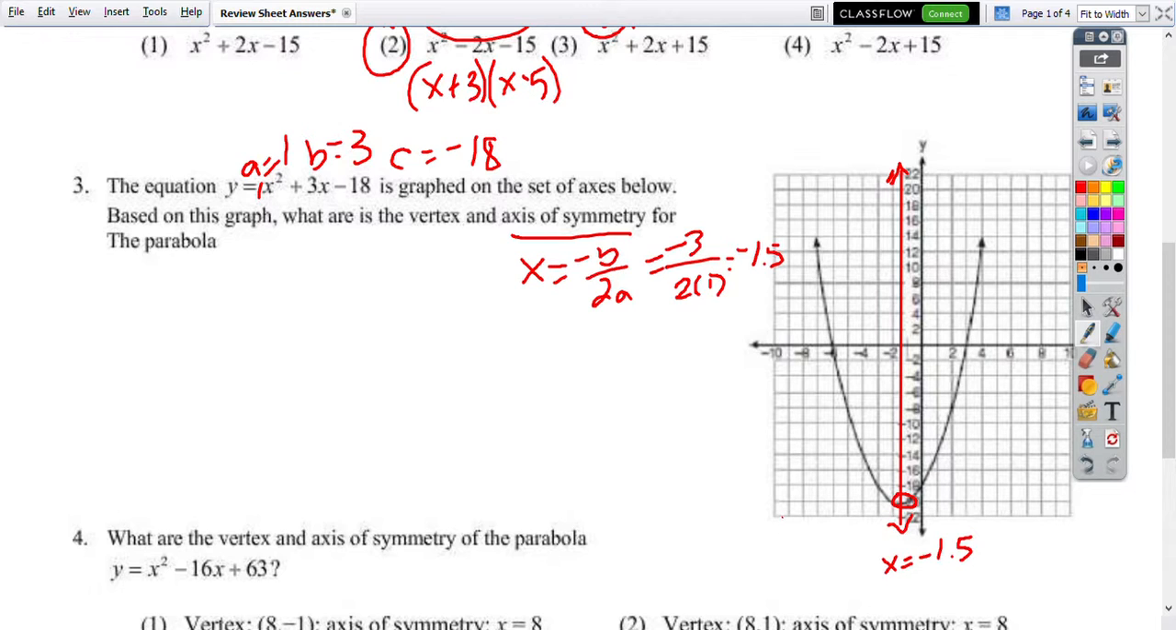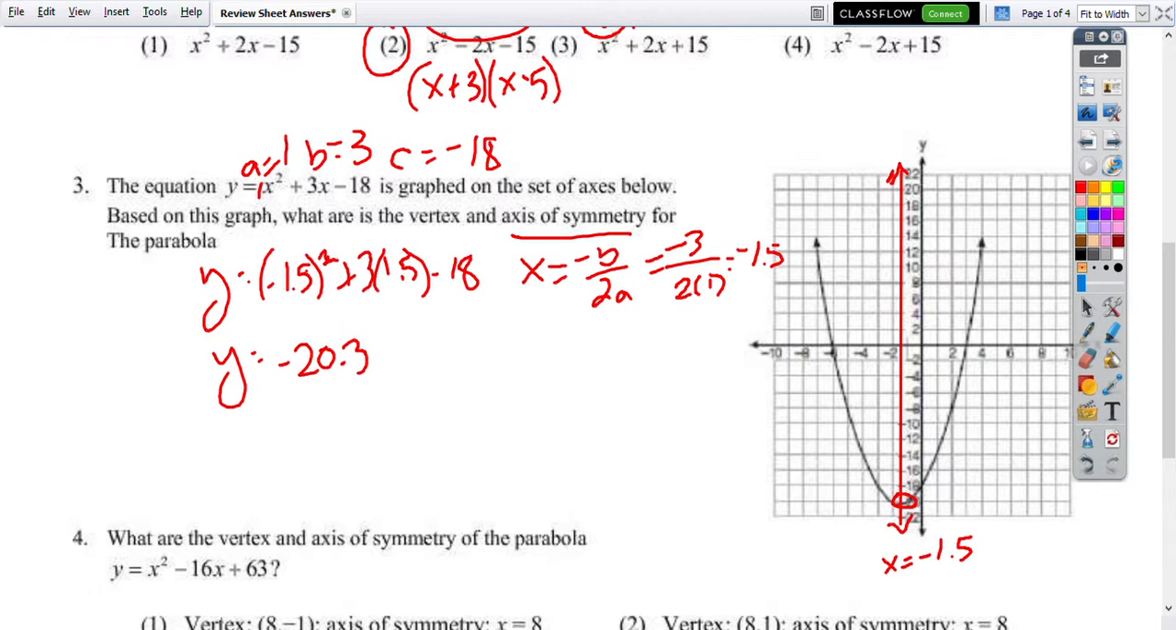So if I were to plug in and do y equals -1.5 squared, plus 3 times -1.5 minus 18, this is going to equal -20.25. So my vertex is -1.5, -20.25.